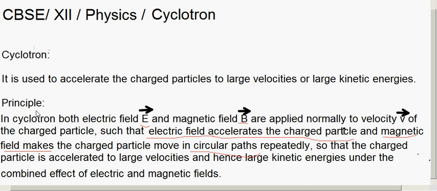So we have seen the principle. The cyclotron works on the presence of both electric field and the magnetic field B. A charged particle will be accelerated in the presence of electric field, and then the magnetic field makes it move in a circular path, so that repeatedly when it moves it gains very high energy.